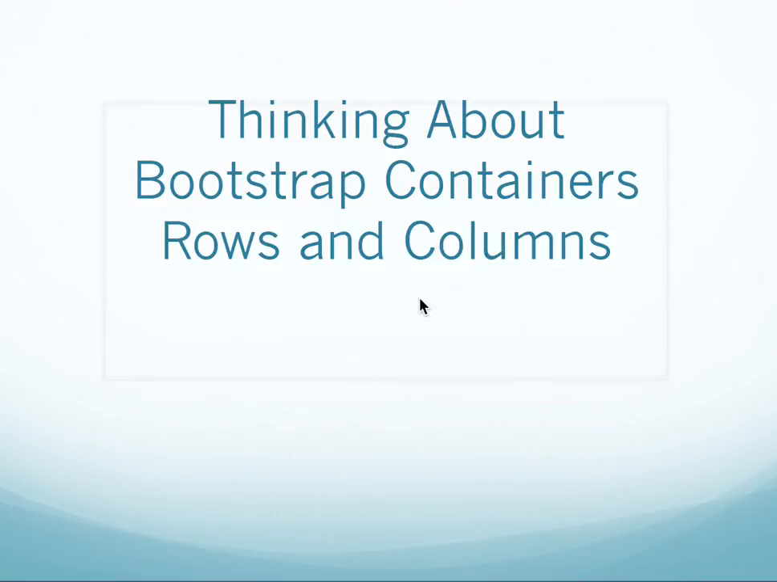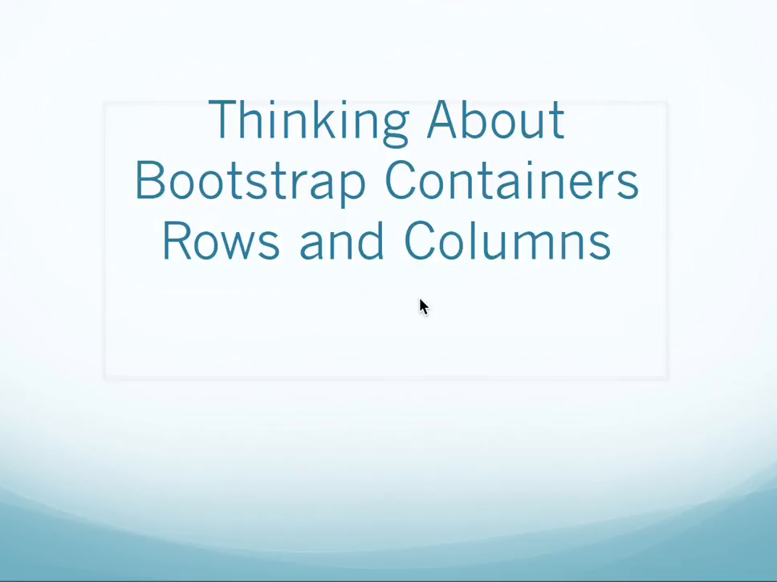Okay, so we're going to talk a little bit about the Bootstrap containers, rows, and columns. The basis of Bootstrap is a 12-column grid system. This gives a lot of flexibility. In Bootstrap 4, media query sizes are extra small, 0; small, 576 pixels; medium, 768 pixels; large, 992 pixels; and extra large, 1200 pixels. All content in Bootstrap has to work in the 12-column system.